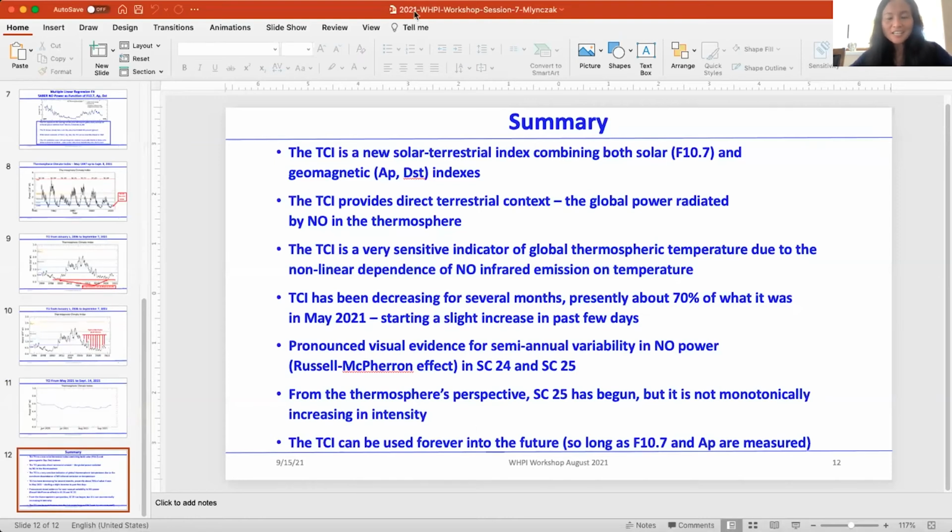Okay, thanks, Marty, for a very helpful introduction and the description of the thermosphere climate index. And I'm sure people will find out how useful it is. So let's move on to the second presentation by Lan Jian from NASA Goddard Space Flight Center. Lan Jian, please take it away.